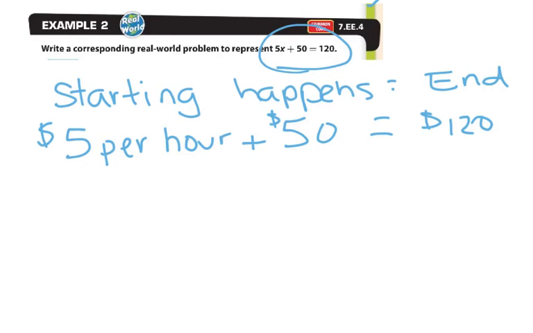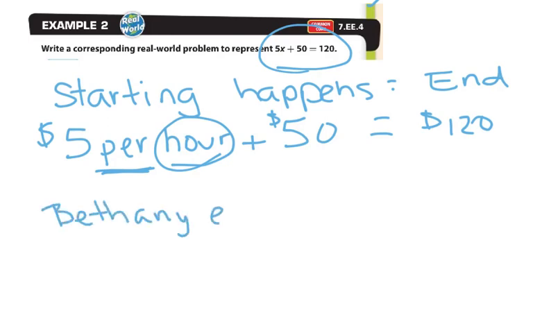Does that make sense? So this per helps me to know that I'm multiplying by the x, and so the x would be, the unit of it would be the hours. And so you just have to think of a scenario. You have to be a little creative with these problems and think what could be represented by it. And so my problem could be that Bethany works as a babysitter and earns $5 per hour.